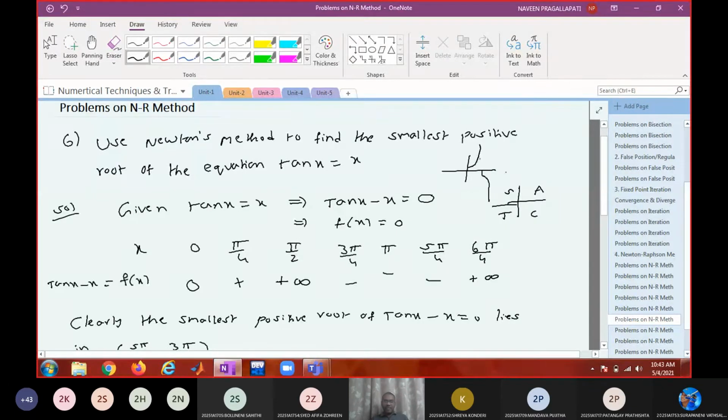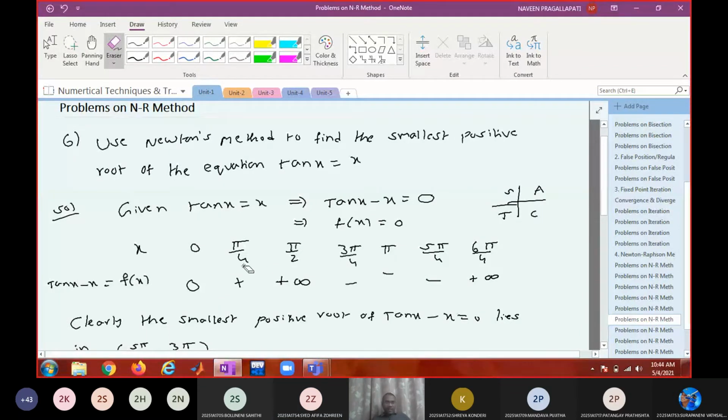So where the curve is crossing the x-axis, the curve is not at all crossing the x-axis. Can you see that? This is where pi by 2 is. If the curve is crossing like this, then you say there is a root. What is the curve? The curve is nothing but the tan x minus x curve, which is f of x. Is that point clear to you? Yes, sir.